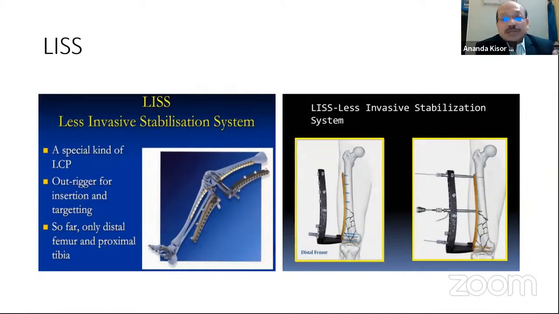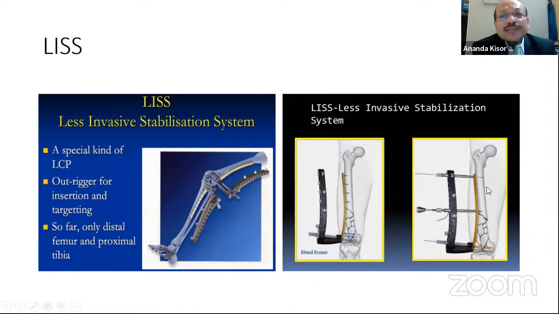Basically, in the locking system there is axial stability and angular stability. The screw doesn't have any angular motion once it is locked inside the hole. Because of the angular stability of all the screws, it provides absolute axial stability.